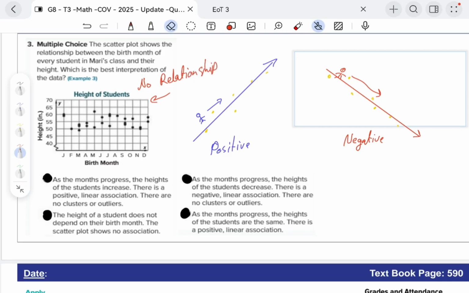Okay, now we're gonna see which best represents this graph. We're gonna look for no association. This option shows no association. So this is the correct answer.